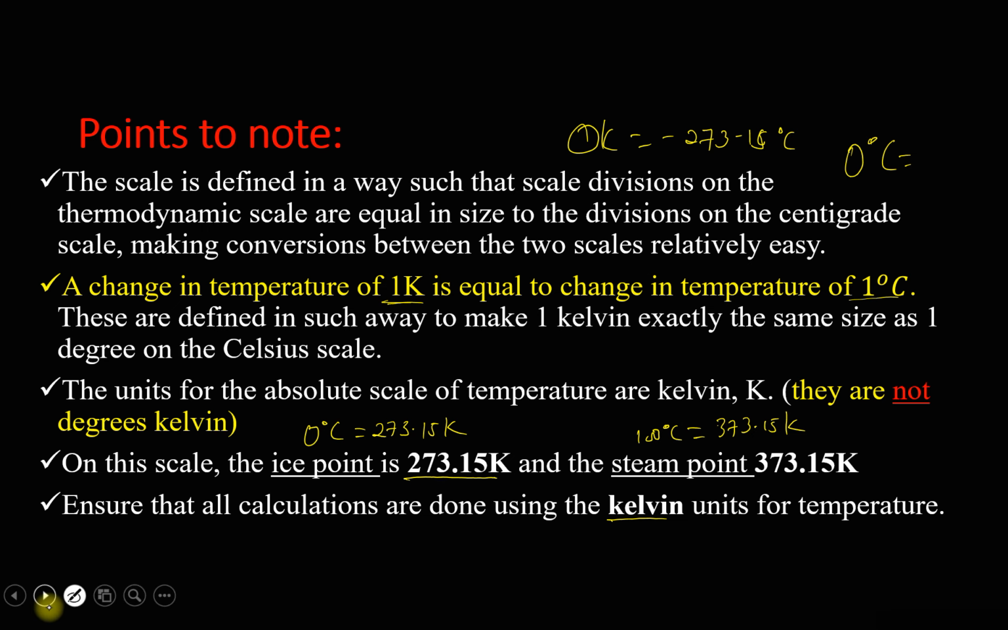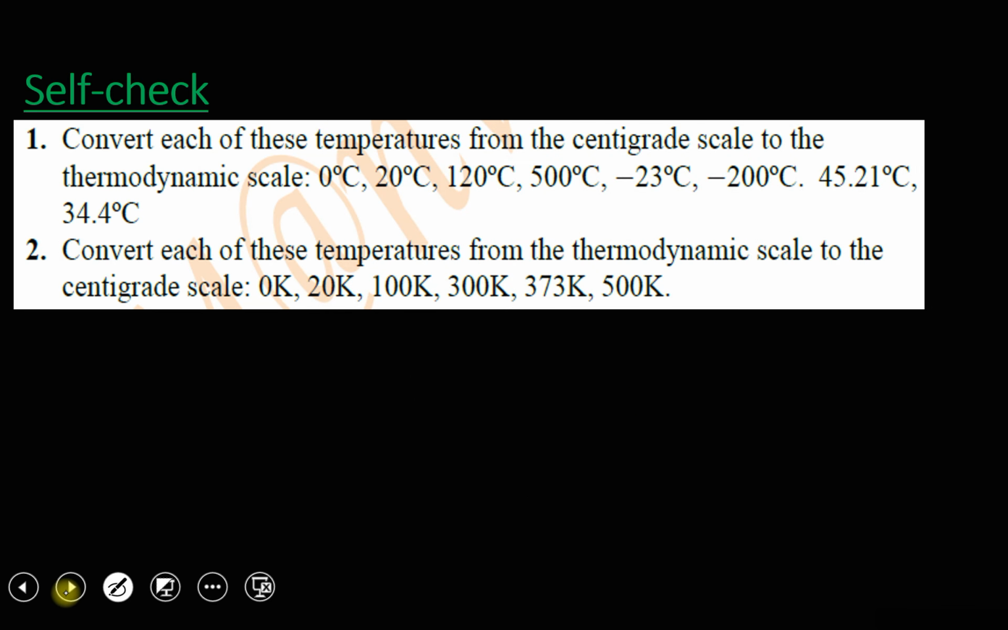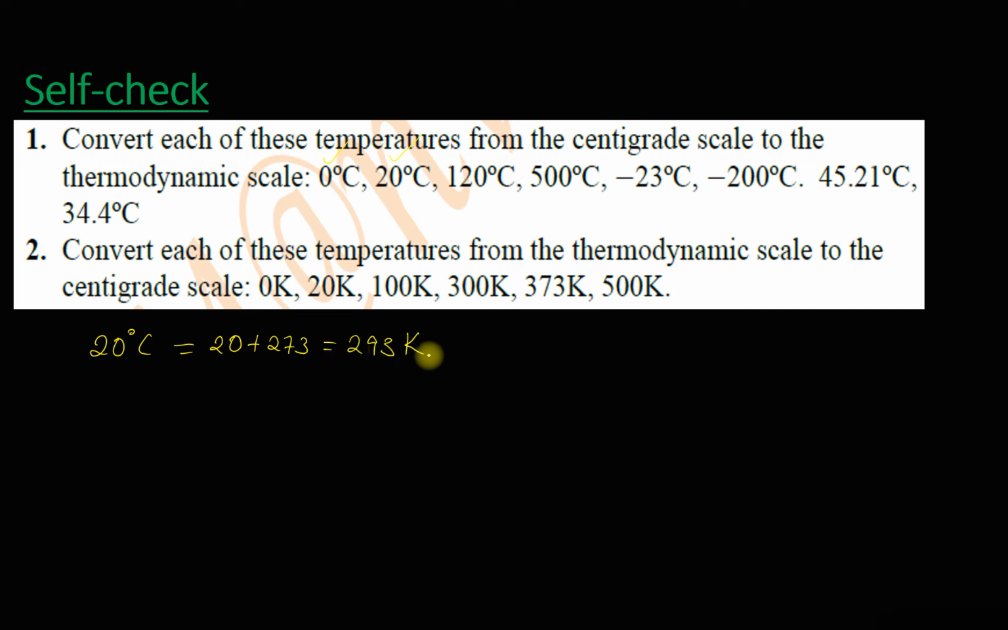I'll try to give an example for conversion, or you can even try to pause the video and solve this. I will not solve 0 degrees Celsius. I will try solving 20 degrees Celsius to Kelvin. So 20 degrees Celsius is going to be equal to 20 plus 273, which gives us 293 Kelvin. Because 20 was quoted as a whole number, I used 273 to convert it to Kelvin, and I wrote the answer as a whole number, 293 Kelvin.